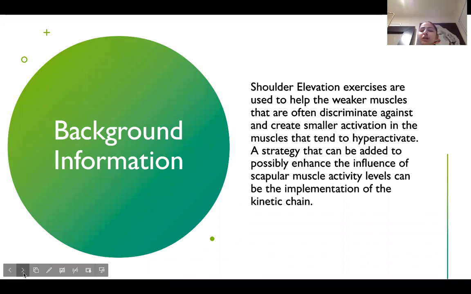These are typically used in order to help increase the weaker muscles that we often discriminate against in everyday scapular activities, as well as helping to create smaller activation in muscles that tend to hyperactivate. So, this means that we are using all the trapezius muscles, and a strategy that can also be added in order to possibly enhance the influence of scapular muscle activity levels can possibly be the implementation of the kinetic chain.